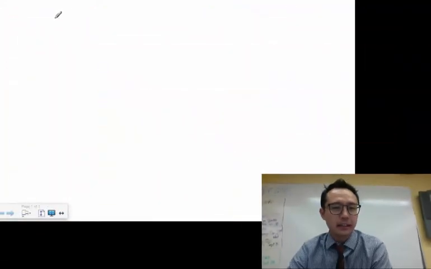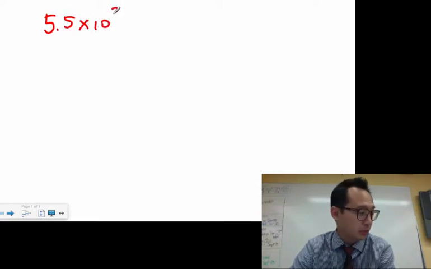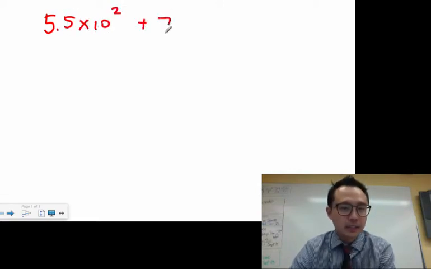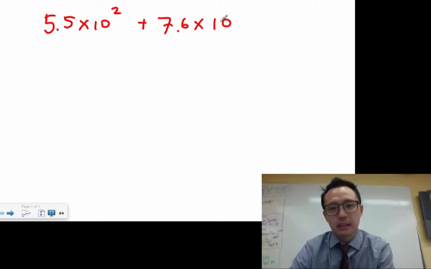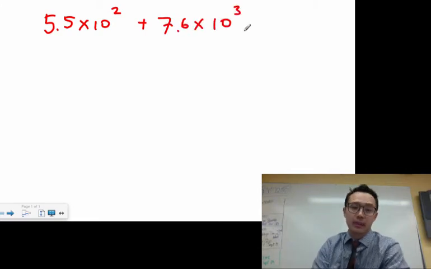Going to be adding and subtracting with scientific notation. So let's get started with this one. This one could get a little bit more complicated. Let's start with the example, say 5.5 times 10 to the exponent 2 plus 7.6 times 10 to the exponent 3. Let's just start off with that first.